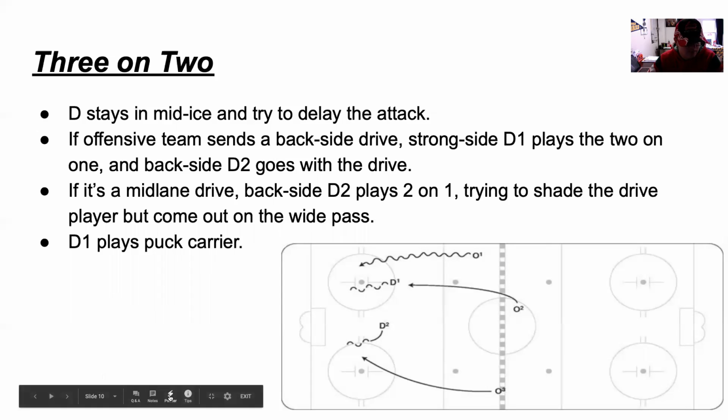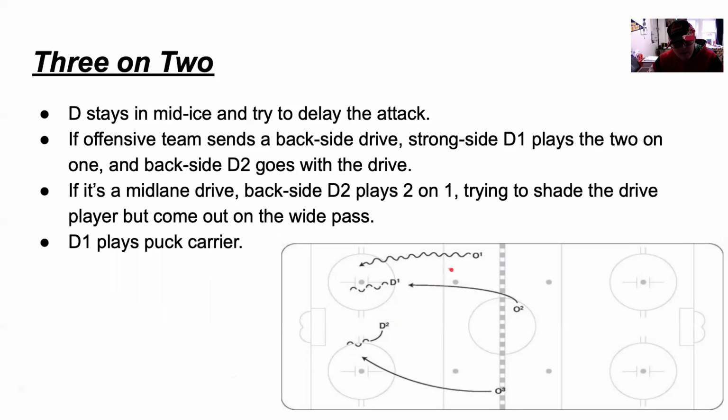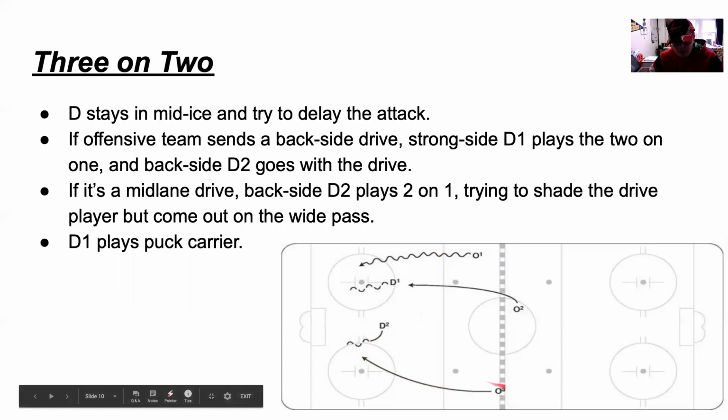So as we take a look, O1's coming in. So this D's focused on O1 coming in. D2 is going to stay with the person that's driving to the net, like it just said. D2 is going to skate back, prevent that room from coming in. So D2 is always going to be with O3.